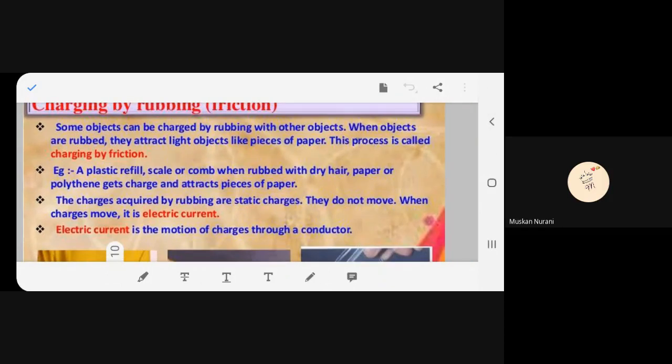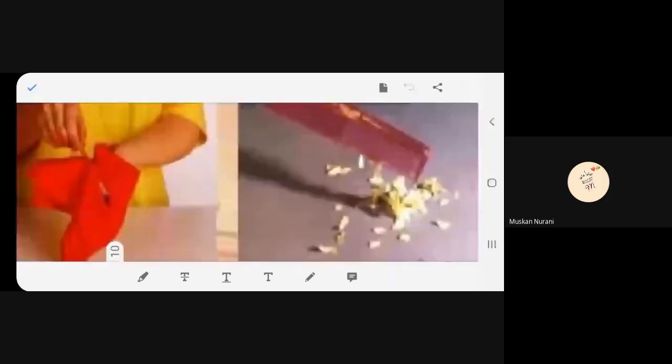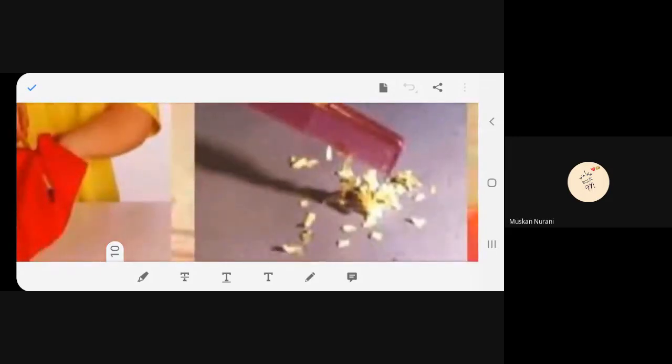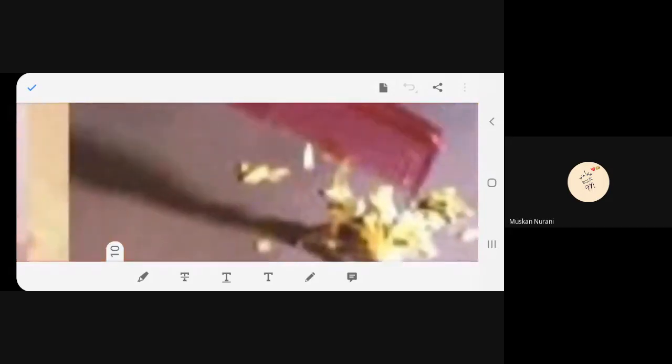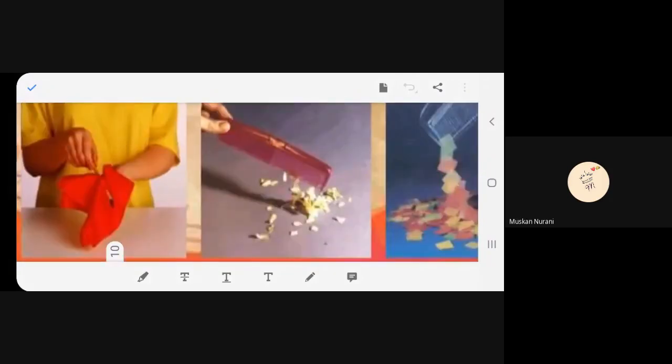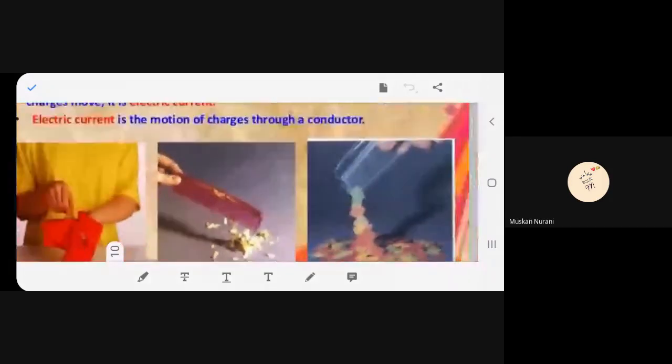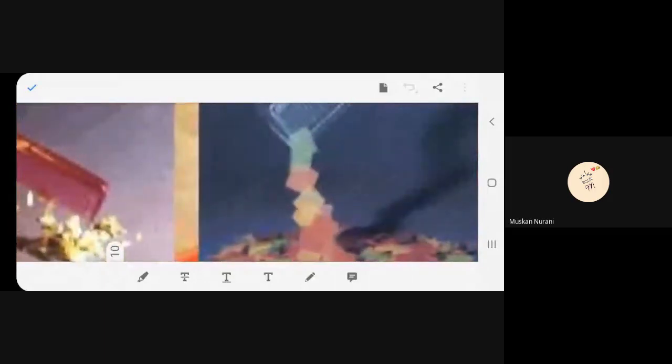Now you can see over here, you're rubbing the comb with a piece of cloth and bringing it near pieces of paper, so they are getting attracted. Can you see this? It's clear? Here also you can see the comb attracting the pieces of paper, in a series. These are static charges. They are not electric current, but static charges. Any problem? No, ma'am.